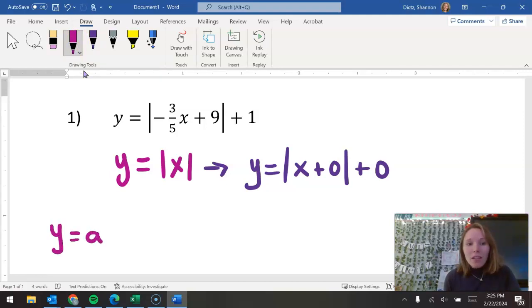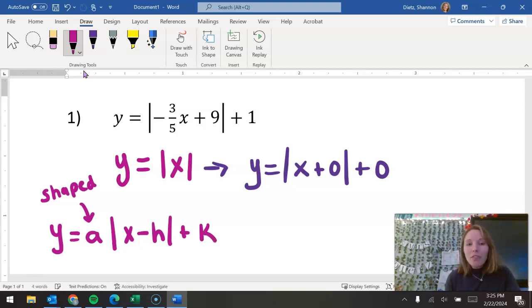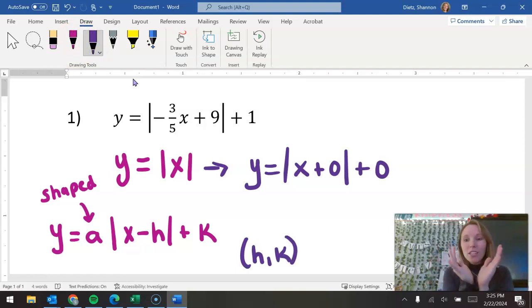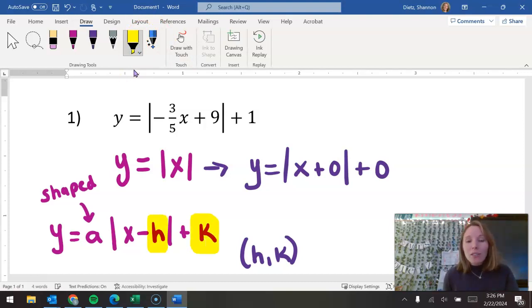Now, when you look at the absolute value equation, basic form, it looks like this. So you have the letter A out here. This number is going to change how it's shaped. Okay? You have x minus h inside the absolute value bars plus k. Now from here, the vertex is going to be h comma k. So you're getting your numbers for where that initial point is, how it changes horizontally and how it changes vertically. You're going to get those numbers from inside your absolute value bars and outside.